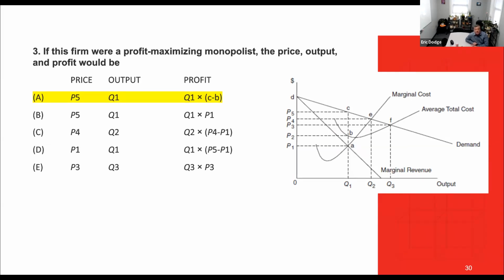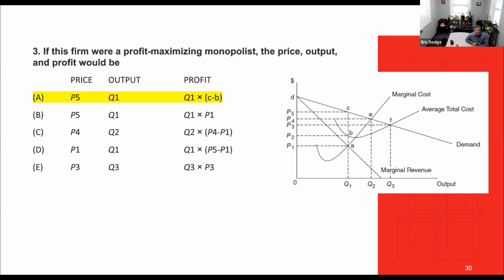Now here's why. The first thing that you should do is find the profit maximizing output. And that is where the MR intersects the MC. That happens at Q1. So any of those options that refers to Q2 or Q3, you can't even consider those. Well, that narrows it down to three options.